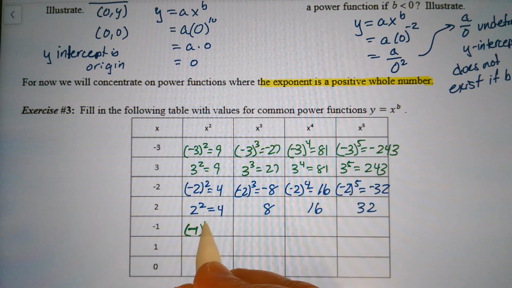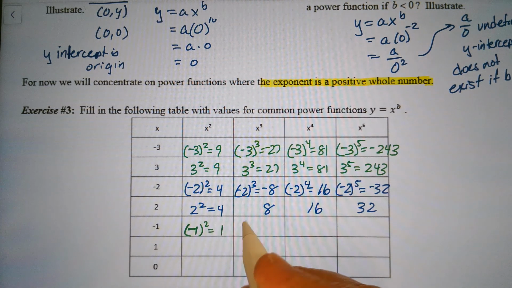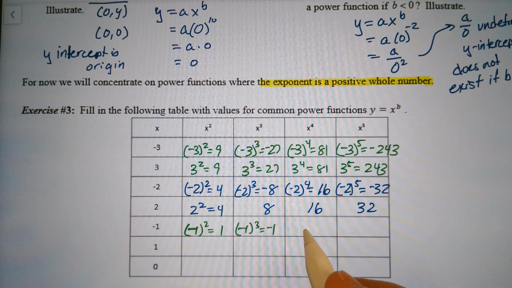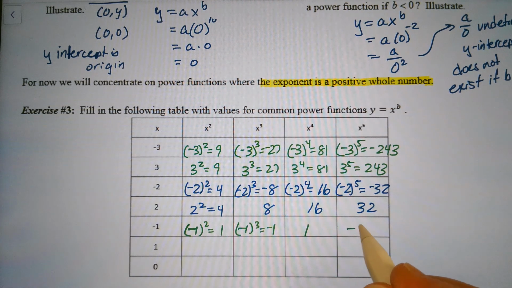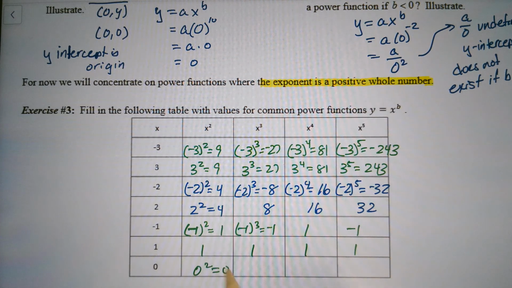-1 squared, 1. -1 cubed, -1. Raised to the 4th, 1. Raised to the 5th, -1. Positive 1 squared, 1. Positive 1 cubed, 1. 4th, 1. 5th, 1. And 0, whether it be squared, cubed, or raised to the 4th or 5th, is still 0.